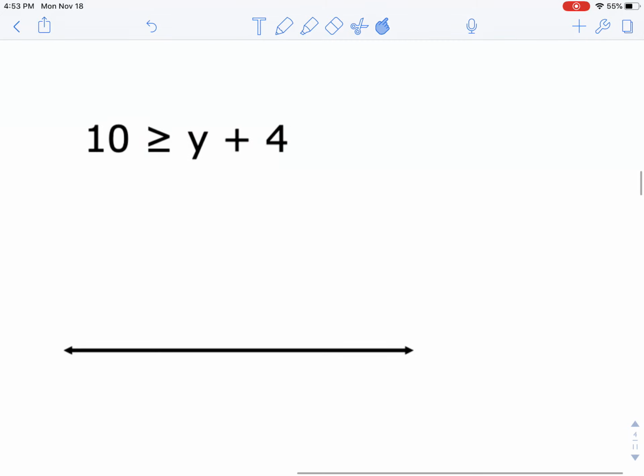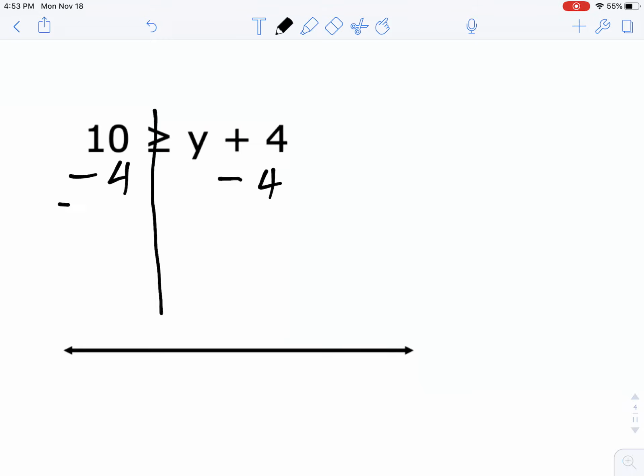Second problem, 10 is greater than or equal to y plus 4. Okay, I'm going to treat this just like it were an equal sign. Draw the line down the middle. I'm going to get y by itself. I have plus 4. To do the opposite of plus, I'm going to subtract 4 from both sides. I'm left with y is less than or equal to 6.